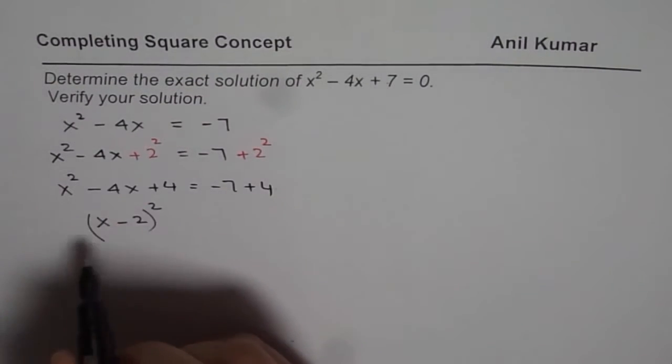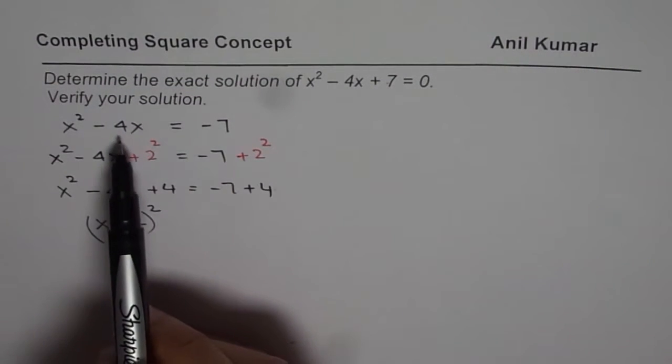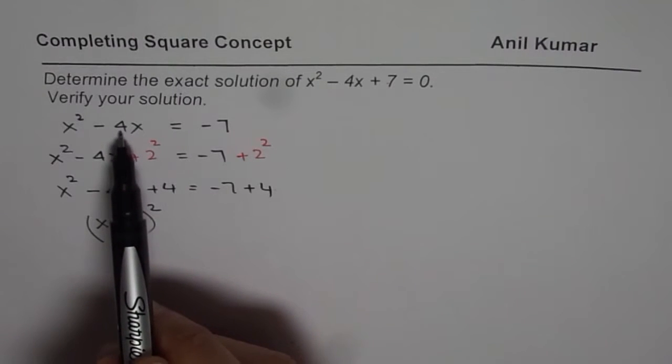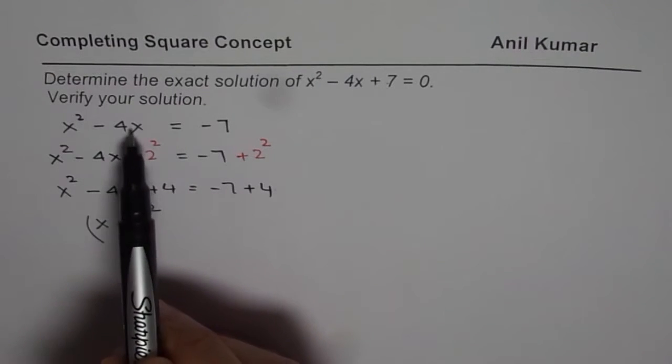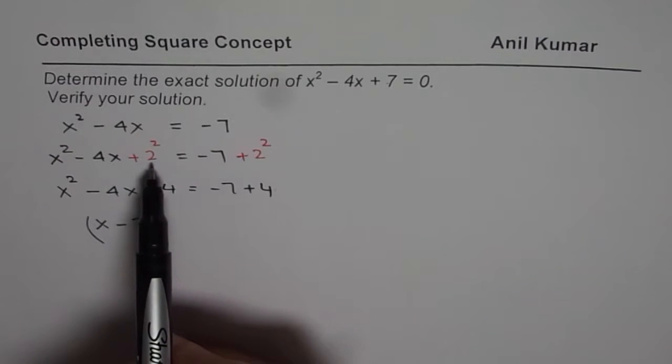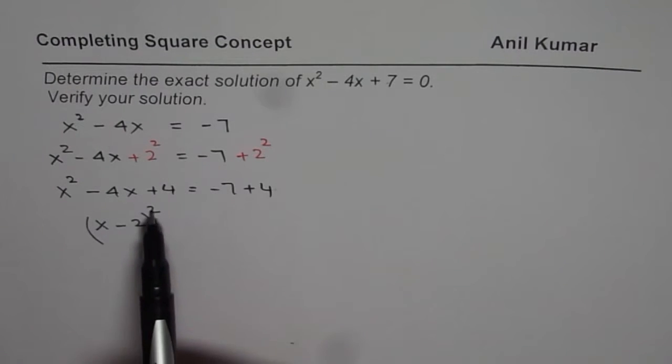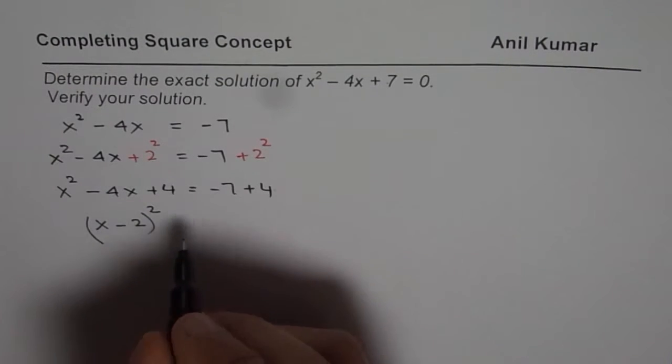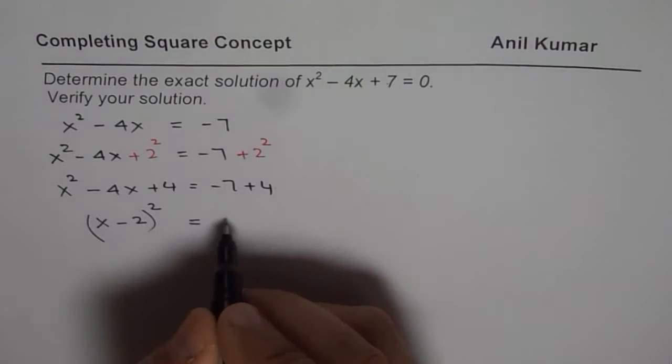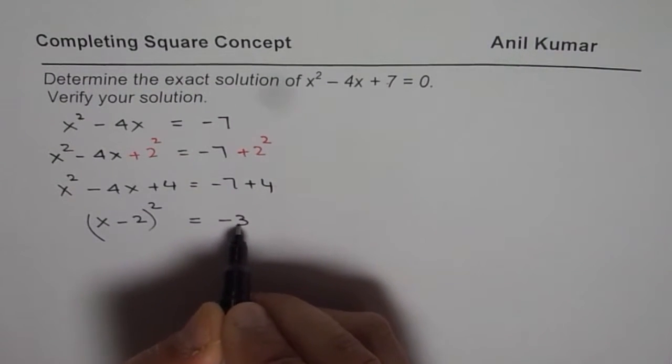Now that was the idea. So when you add the square of half of this number, you make this binomial a trinomial, which can be written as a square of a binomial, correct? So that's the square, and on the right side what we get is negative 3.